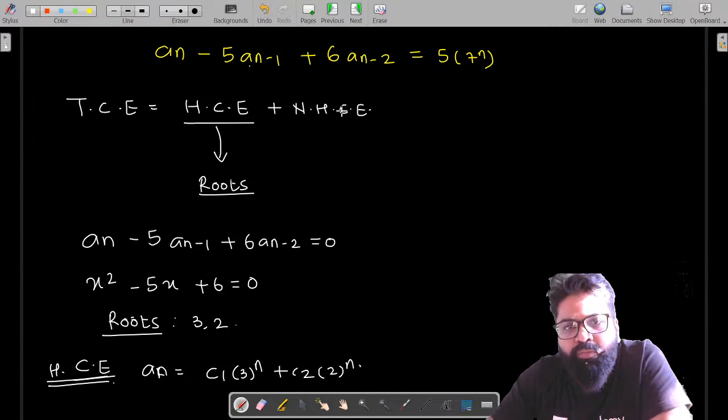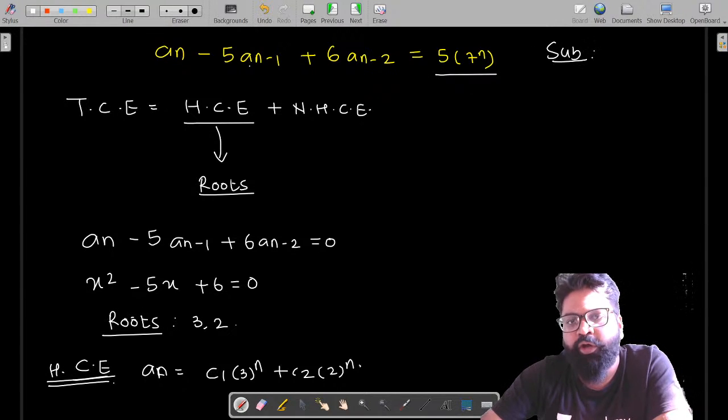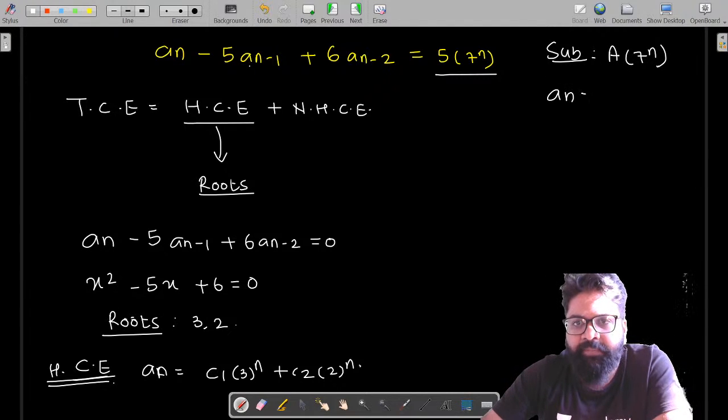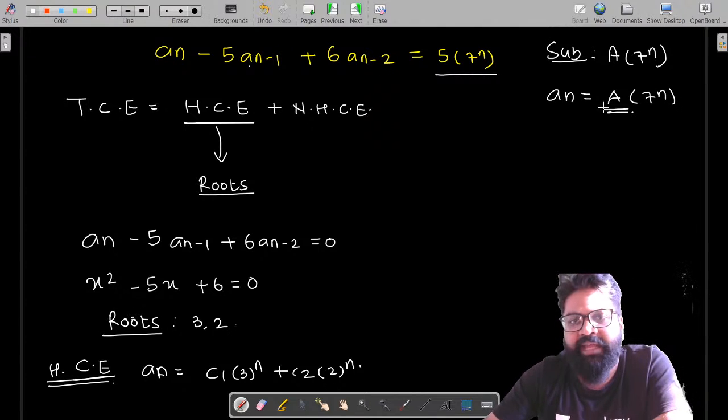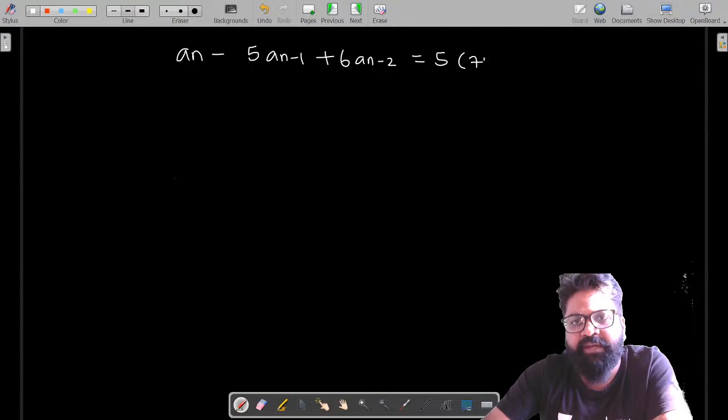But what about the non-homogeneous characteristic equation? The way I have told you, it is 5 of 7 raised to n. So your substitution will become a 7 raised to n. Okay, so that will become a of n equals a and then 7 raised to n. So how to find out the a? You have to substitute over here. So what they have given, a of n minus 5 times a of n minus 1 plus 6 times a of n minus 2, and then you will be getting 5 of 7 raised to n. So your substitution will become a of n, a 7 raised to n.